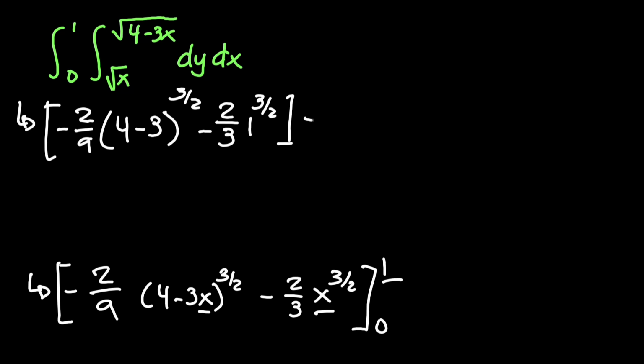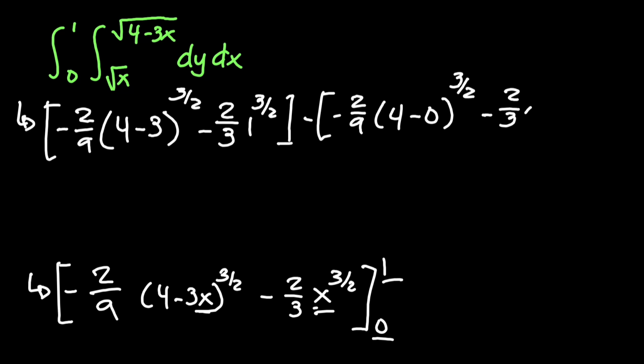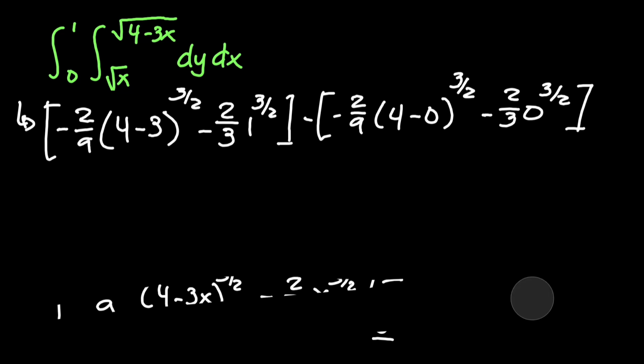And let's subtract this by putting the value of 0 into these x values now. 4 minus 3 times 0 is simply 0. Minus 2/3, 0 raised to the power of 3/2. We'll simplify this even further.